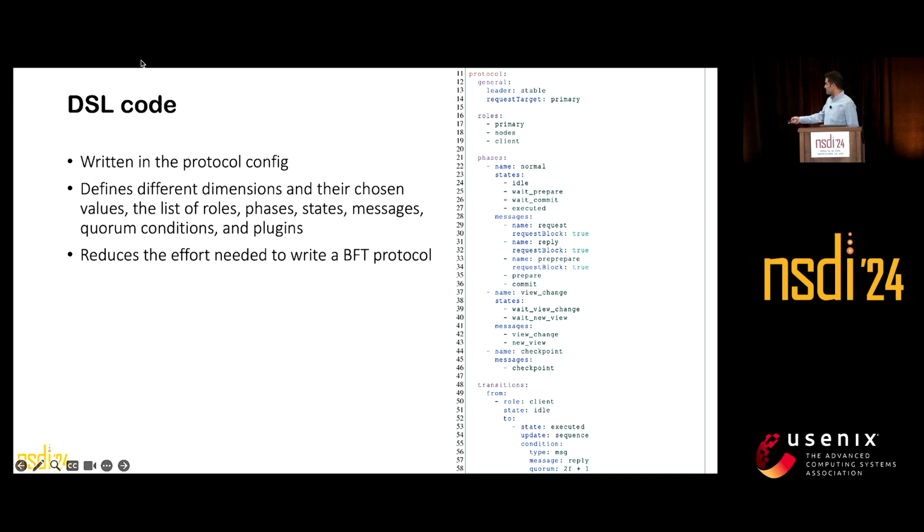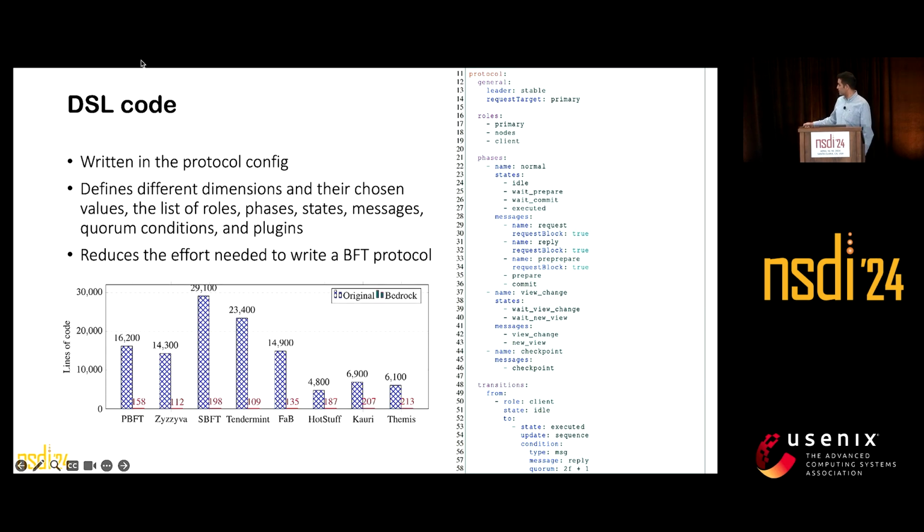So here is some simple DSL code that is part of the PBFT. In the DSL code, we can define different dimensions, the values that this dimension chooses, and the list of roles, phases, states, messages, and all conditions on the quorum and the network that we have. And it reduces the effort of writing a BFT protocol. So if we compare the lines of code for each of these protocols in Bedrock with the original code, you can see the amount of reduction that it provides.